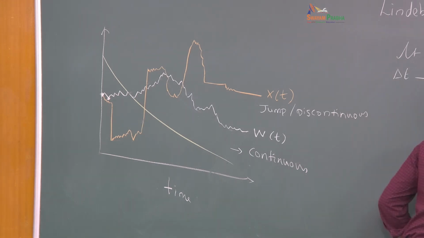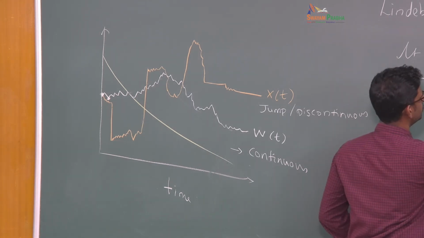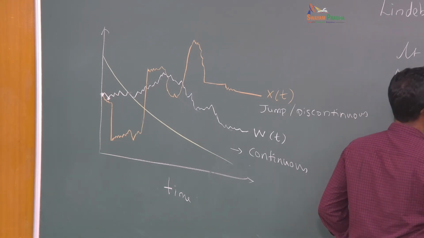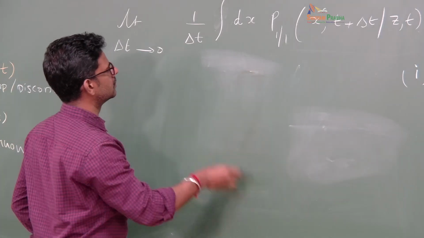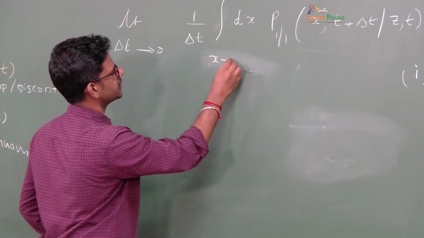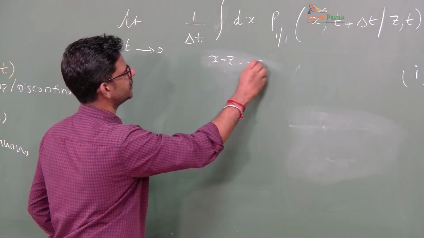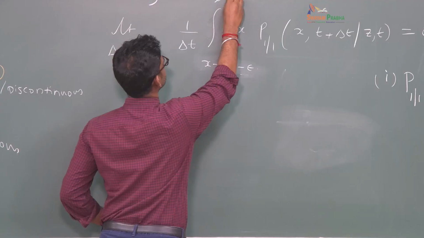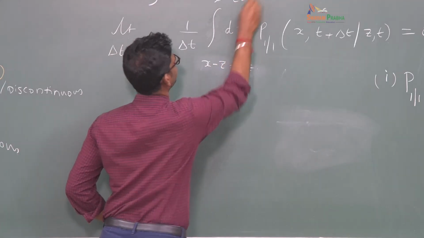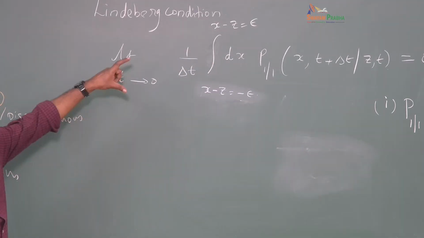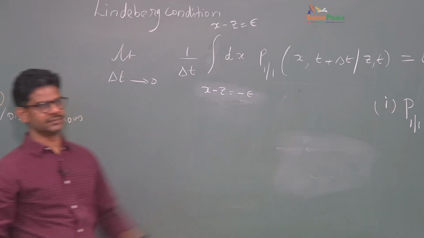And if you want to write this a little better, you can actually say this is x minus z equal to minus epsilon to x minus z equal to plus epsilon. Okay, this is what it means. Okay, this is the interval over which we are calculating this probability.